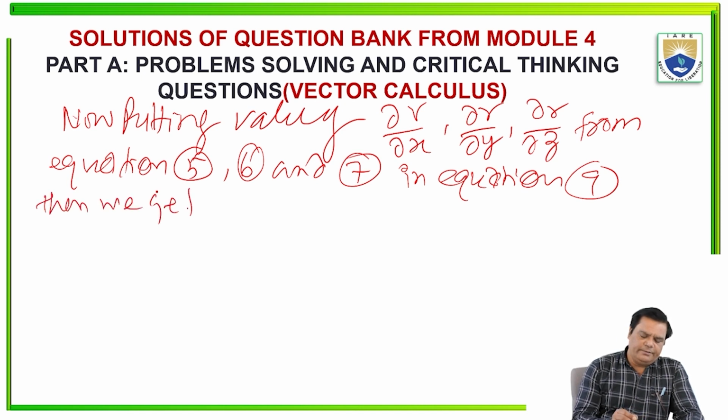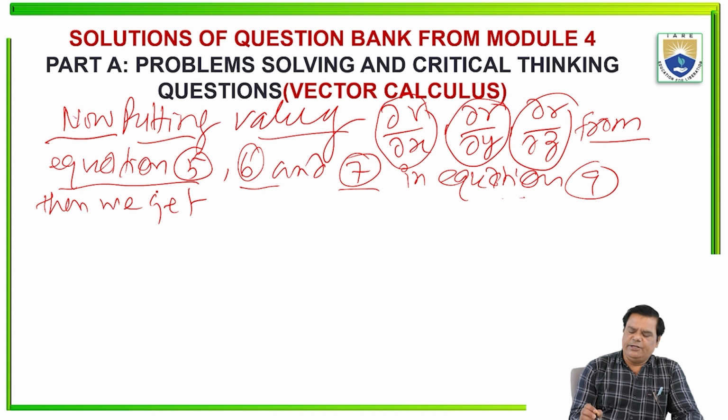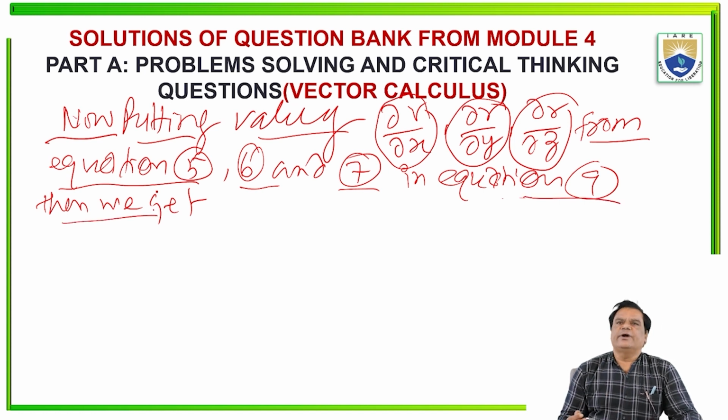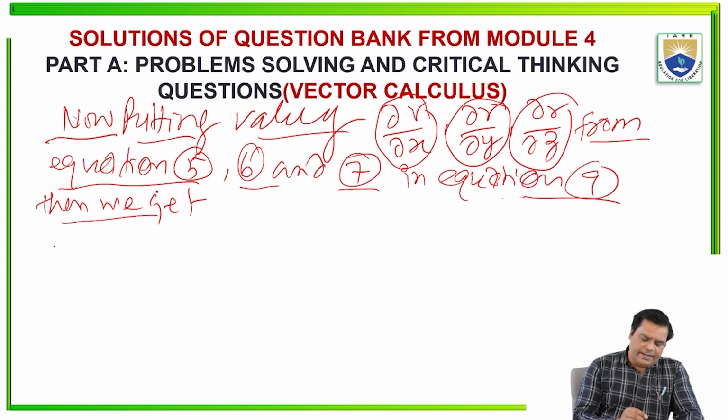Now putting the values of ∂r/∂x, ∂r/∂y, ∂r/∂z from equations 5, 6 and 7 in equation 9, we get the divergence of rⁿ times vector r.